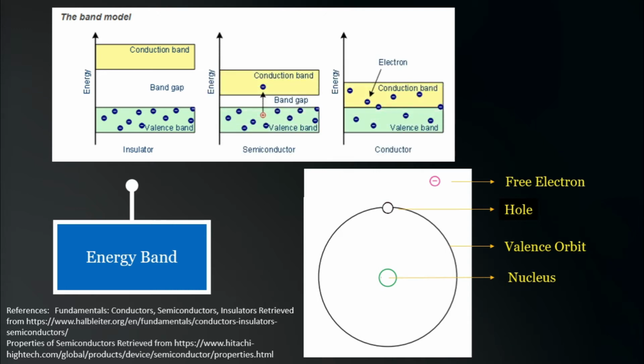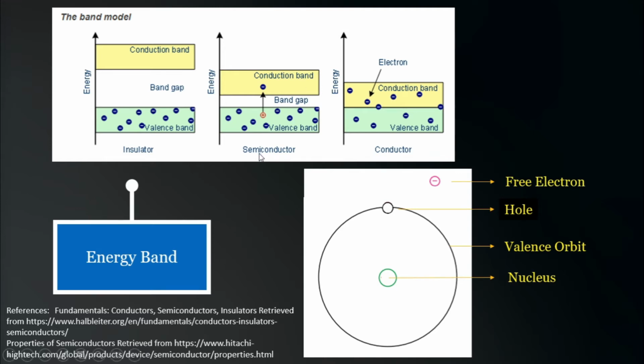Shown here are the band models for a semiconductor and a conductor. If we look into the band model for a conductor, we will observe that the valence and conduction bands overlap. This means that at a certain energy level, in this case, this line over here, we can call the valence electron also a free electron. In other words, the two terms, free electron and valence electron, become interchangeable.